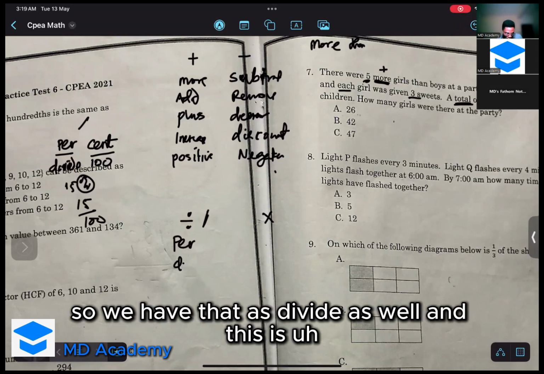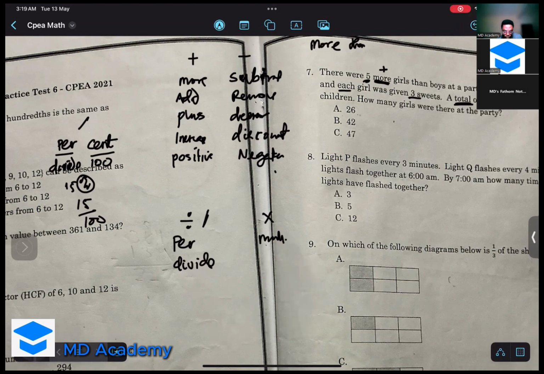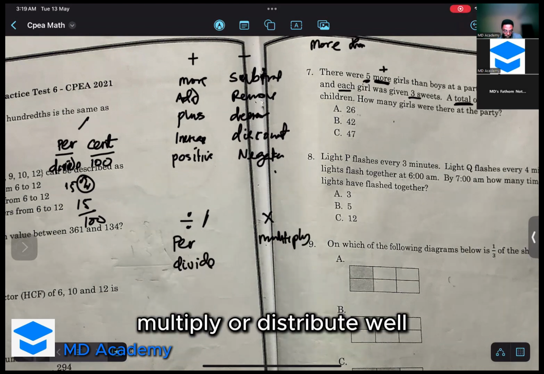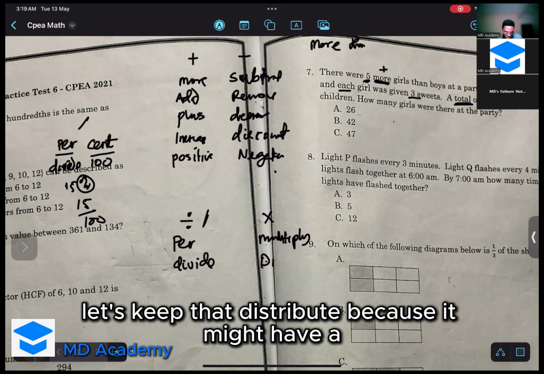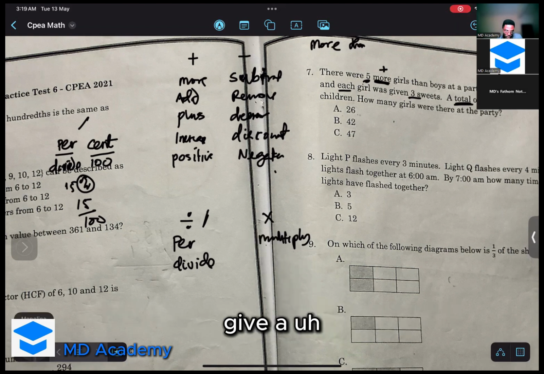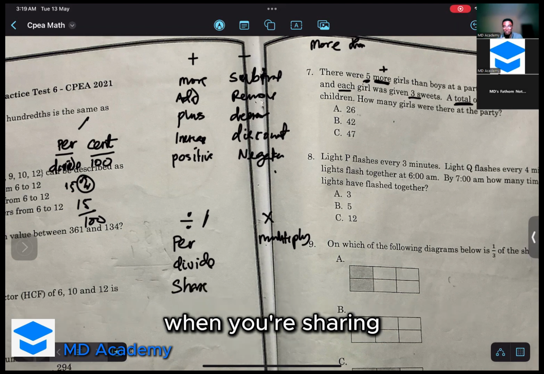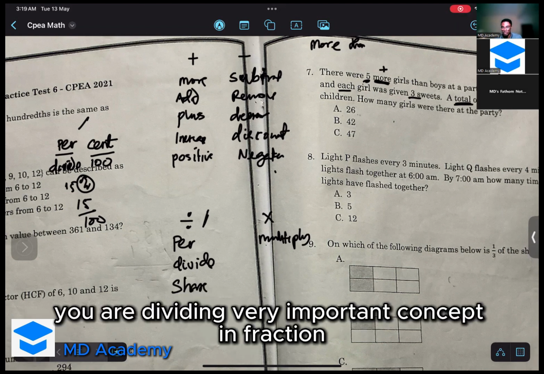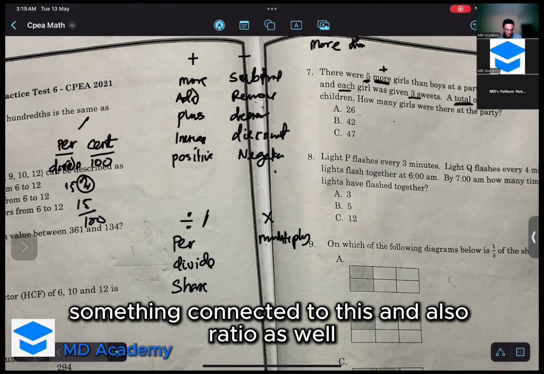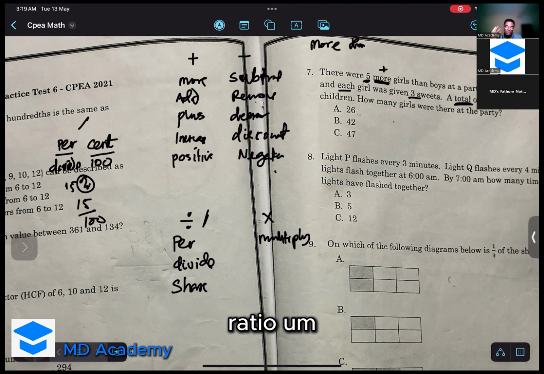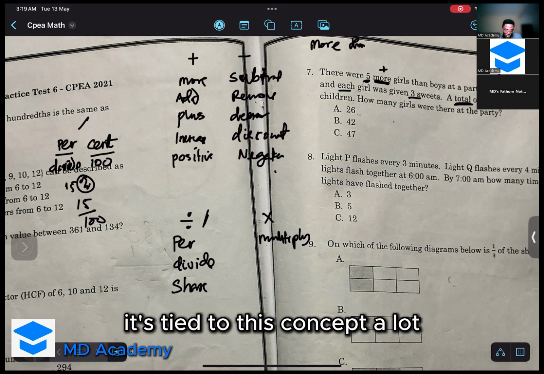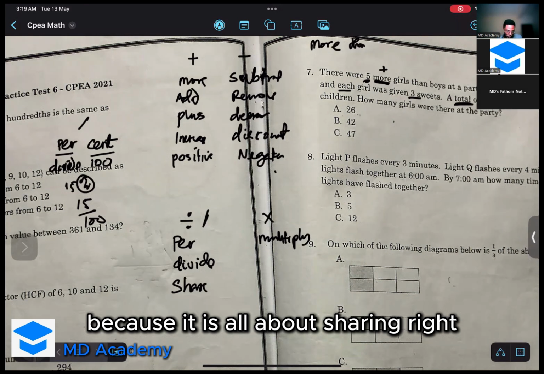So we have that as divide as well. And this is multiply. Well, we want to be careful. Now I'll skip that distribute because it might give a feeling of sharing. Sharing here is for divide. When you're sharing, you're dividing. Very important concept in fraction. Something connected to this, and also ratio as well. Ratio is tied to this concept a lot because it is all about sharing, right?